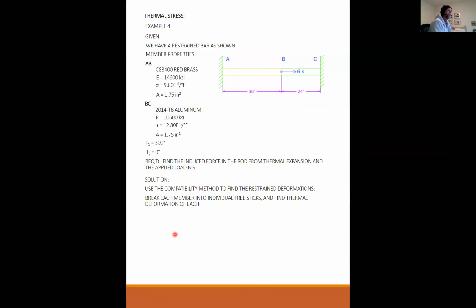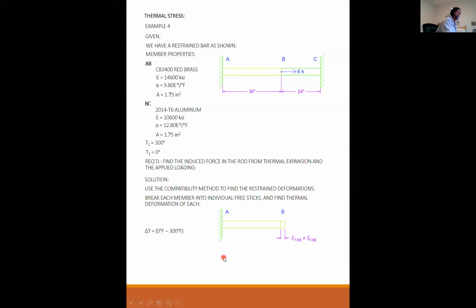We break each member into individual free sticks and find the thermal deformation of each. So here's AB. AB is going to have a deformation due to temperature change in rod AB, and it's going to have some deformation from the force in AB. So I have two different components here now. And again, superposition, I'm separating them. One is due to temperature, the other one is due to force.